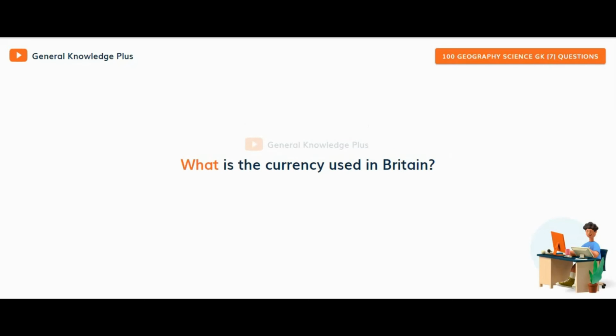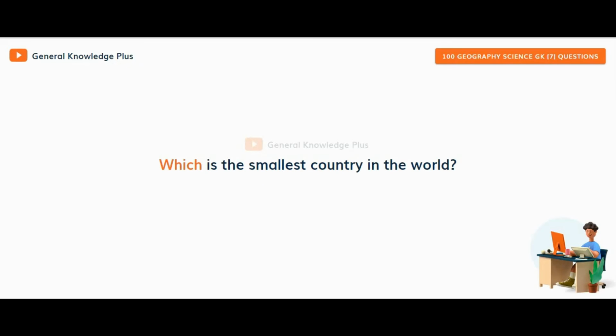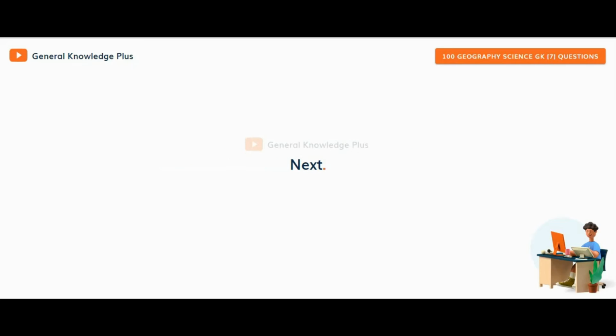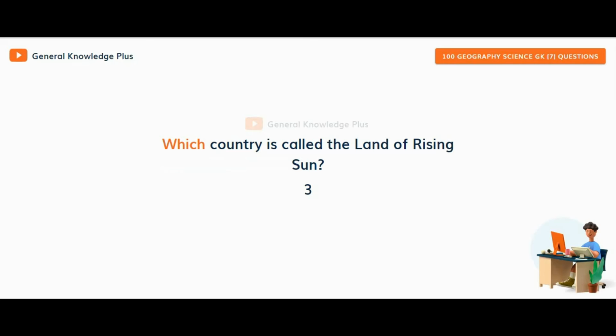What is the currency used in Britain? Pound sterling. Which is the smallest country in the world? Vatican City. Which country is called the land of rising sun? Japan.